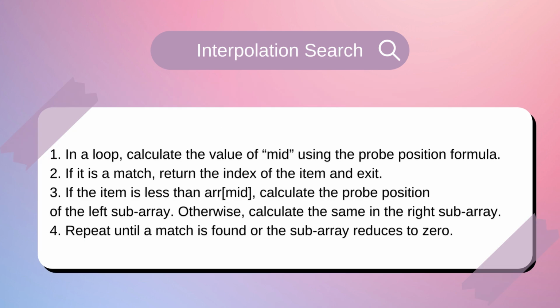The following are the steps for implementing interpolation search to determine the value of x. In a loop, calculate the value of mid using the probe position formula. If it is a match, return the index of the item and exit. If the item is less than the mid element, calculate the probe position of the left subarray. Otherwise, calculate the same in the right subarray. Repeat until a match is found or the subarray reduces to 0.